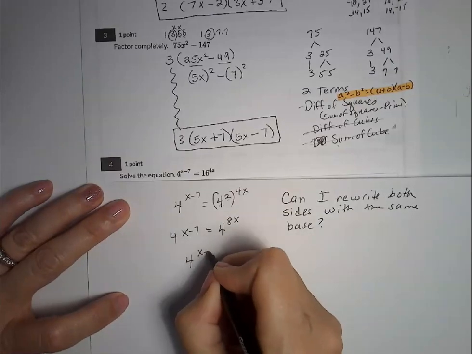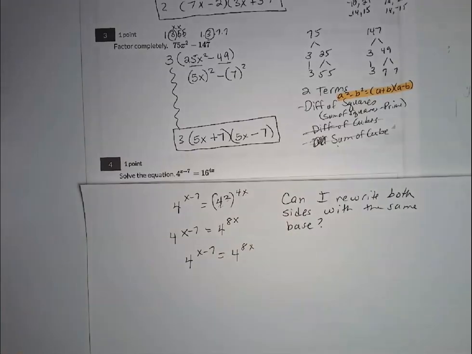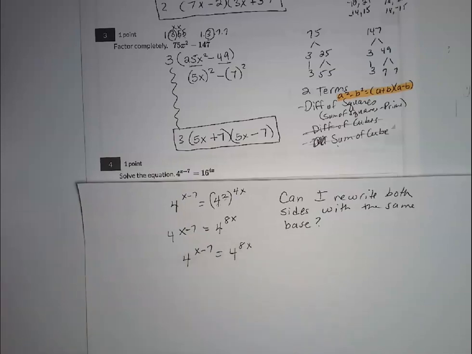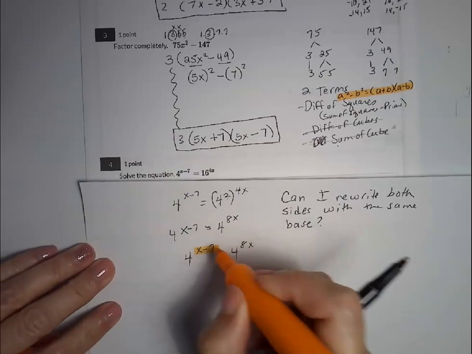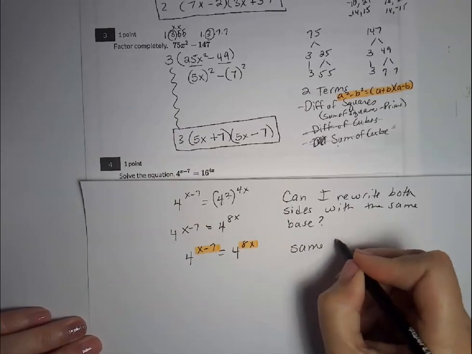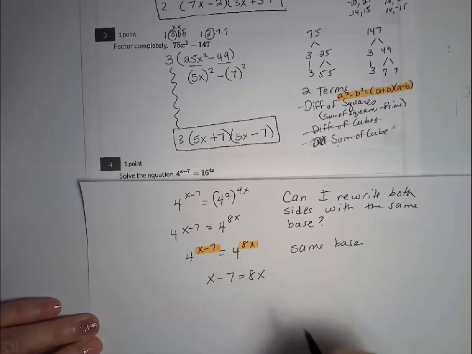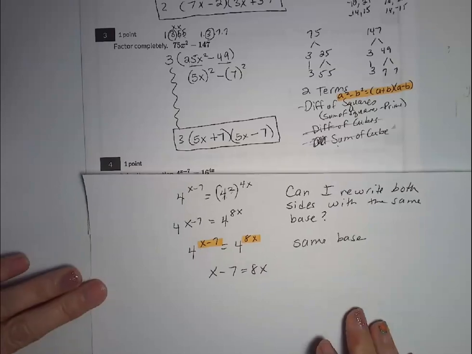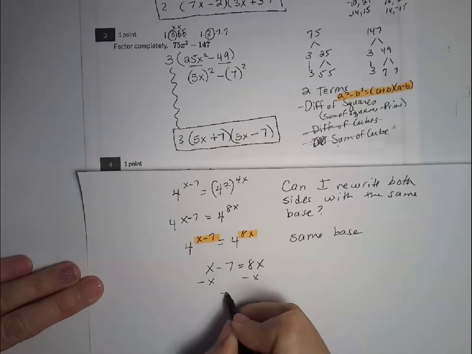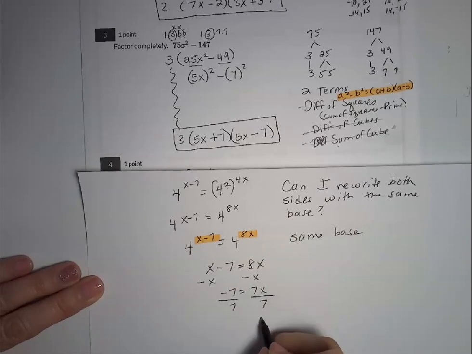So I want to solve this now. And I can use the same base property. And I know that when they have the same base, all I need to do is equate the exponents. So since they have the same base, all I need to do is say x minus 7 is equal to 8x and solve. So let's see. So I'm going to say minus x. And then I'll divide both sides by 7.